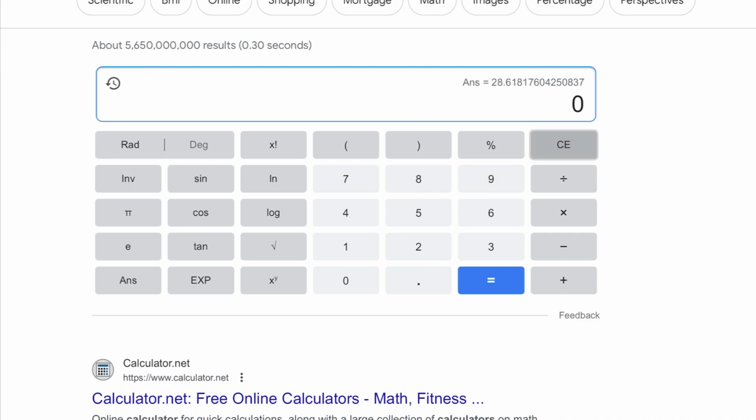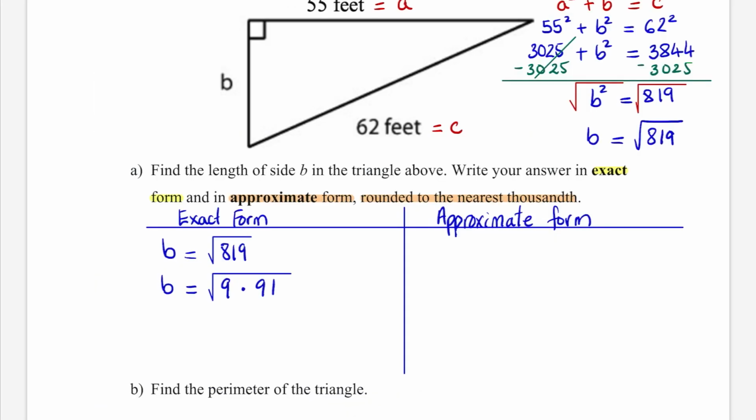I'll start to take 819 and divide by a perfect square. So for example, 819 divided by 4. No, it's not working. The next perfect square is 9, so I take 819 divided by 9. It's 91. So that means if I take 9 times 91, that is 819. So I'm going to break the 819 up to 9 times 91. So 9 times 91 is 819.